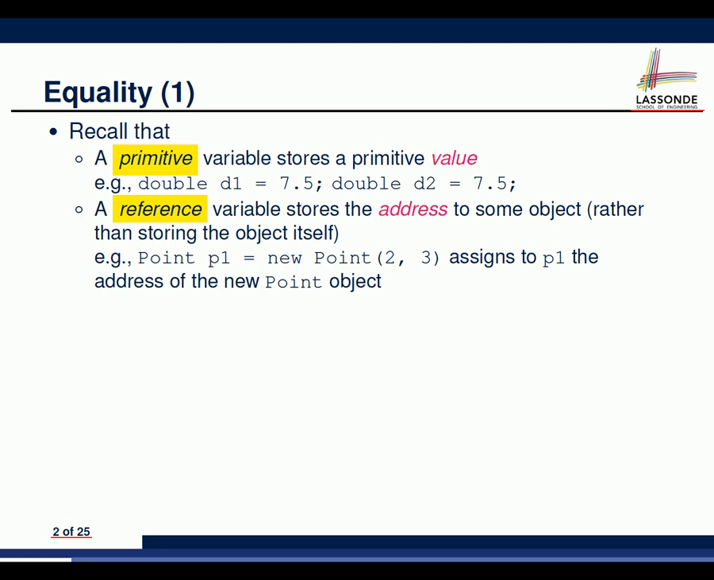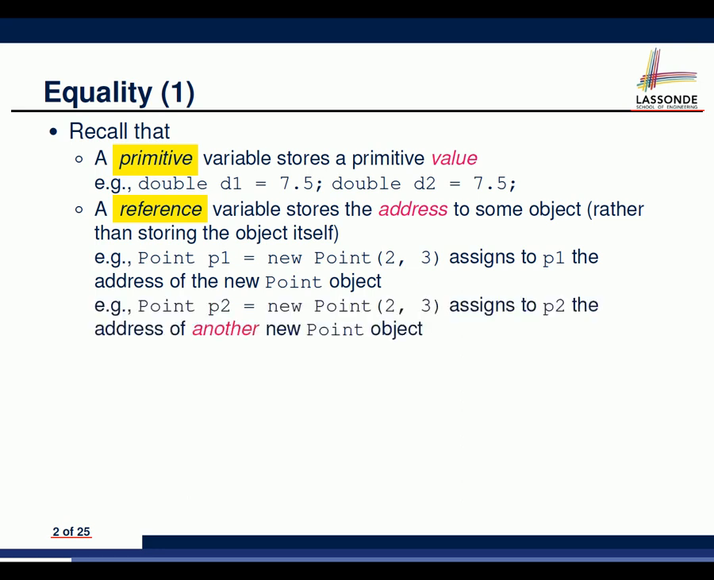So now when you say we have a point class, p1 is storing the address of some newly created object. And we also have p2 over here, simply assigned the address of another new object. Now, if I say p1 equals p2, we know pretty well it should be false, because they refer to different objects in memory. So now, let's talk about equals.